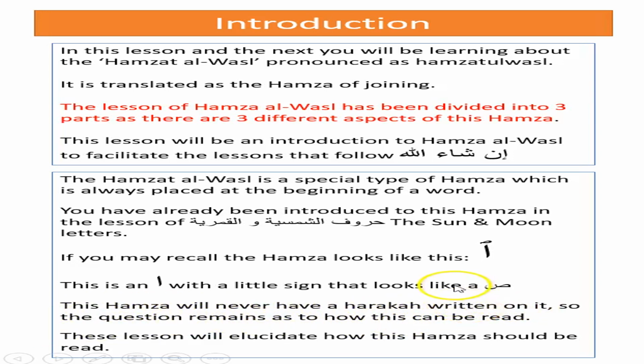How do we read a letter in the Arabic language which does not contain any haraka? There's no fatha or dhamma on top of it, there's no kasra underneath it. And we already know that tanween can only come at the end of a word, and this Hamza only comes at the beginning of the word. How do we read this? These lessons will elucidate how this Hamza should be read.